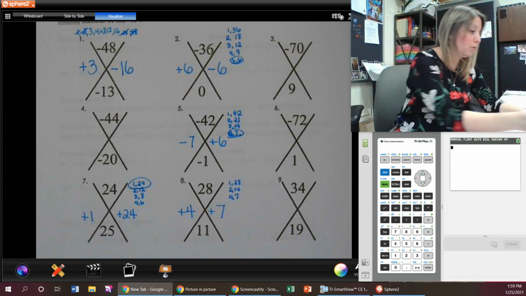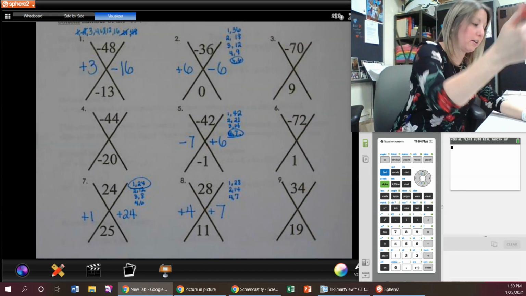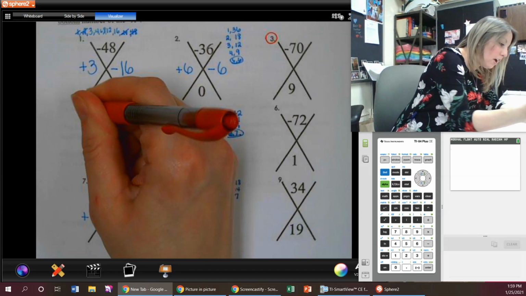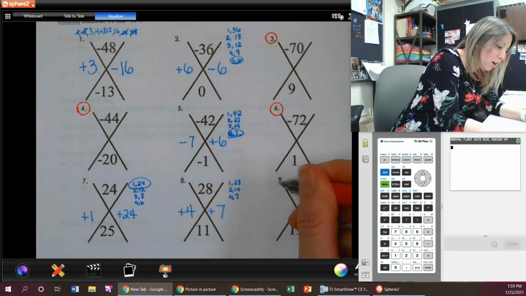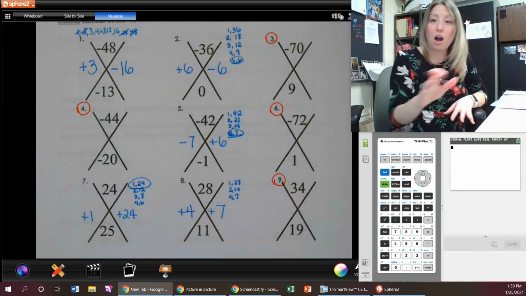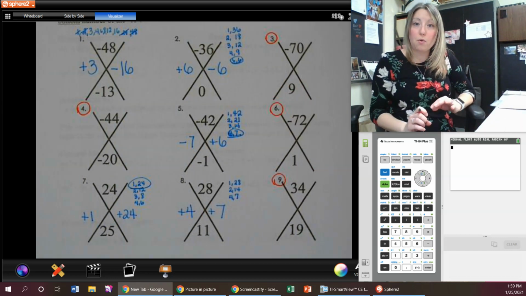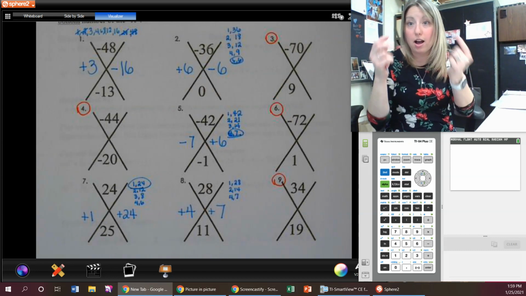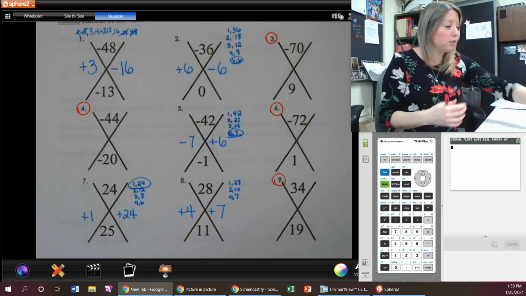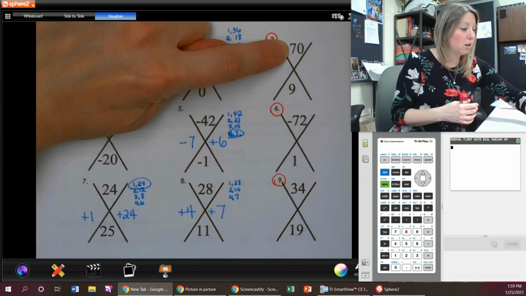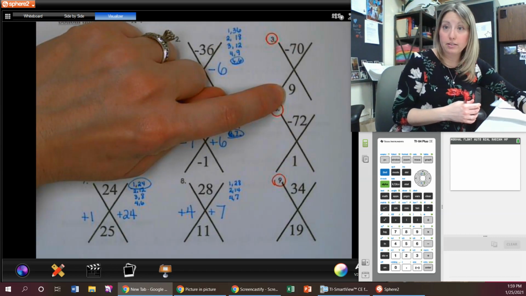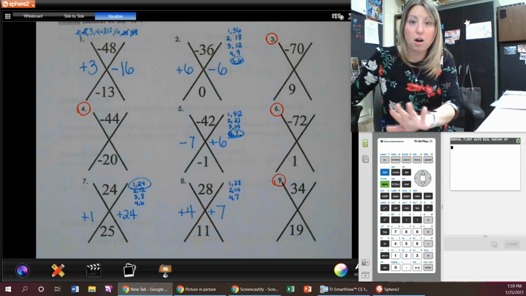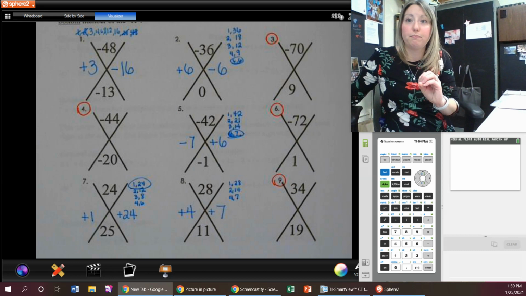So I want you right now, we'll do those in red, to stop and pause the video and try 3, 4, 6, and 9 on your own. See if you can come up with those factors and the right combo of factors to multiply to get the top, but add or subtract to get that bottom. All right, pause it real quick, then we'll come back and check our answers.